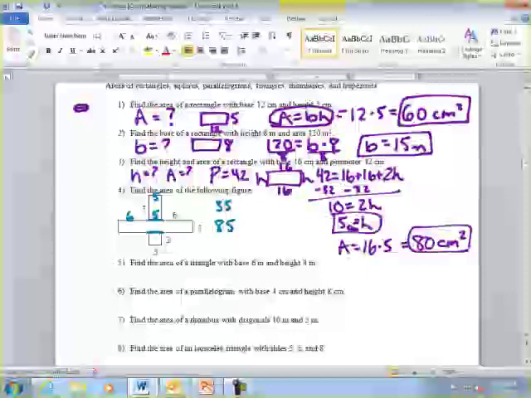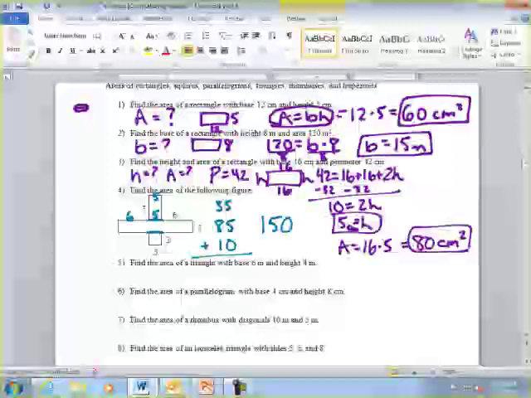And then the bottom one. What do we have for the bottom one? 2 times 5 or 10. Now, what do I do with all those? Add them up. So 35 plus 85 plus 10 gives us 150.